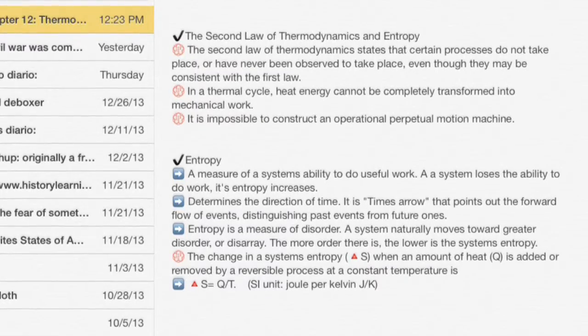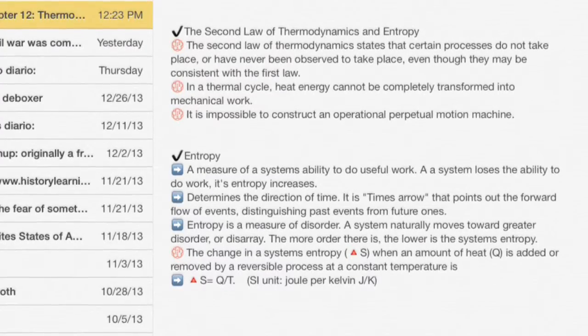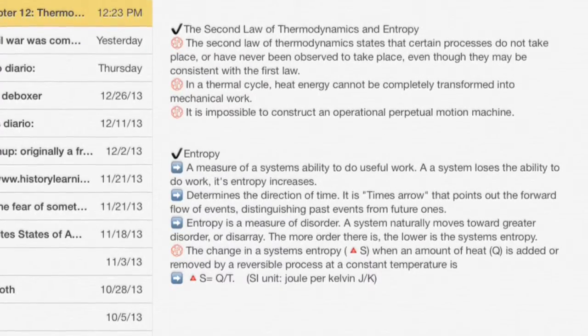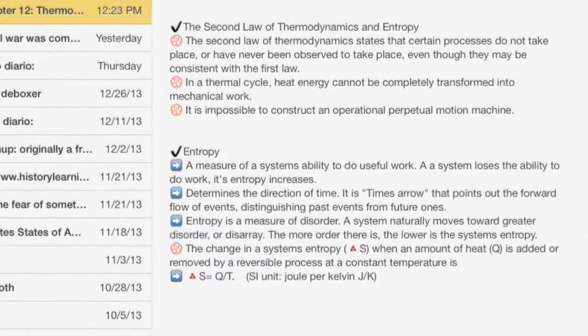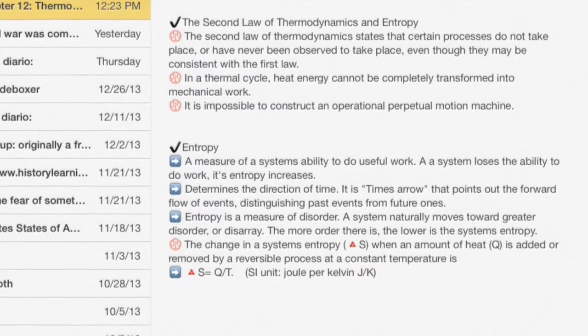Entropy is a measure of a system's ability to do useful work. As a system loses the ability to do work, its entropy increases. Entropy determines the direction of time. It is the time's arrow that points out the forward flow of events, distinguishing past events from future ones.